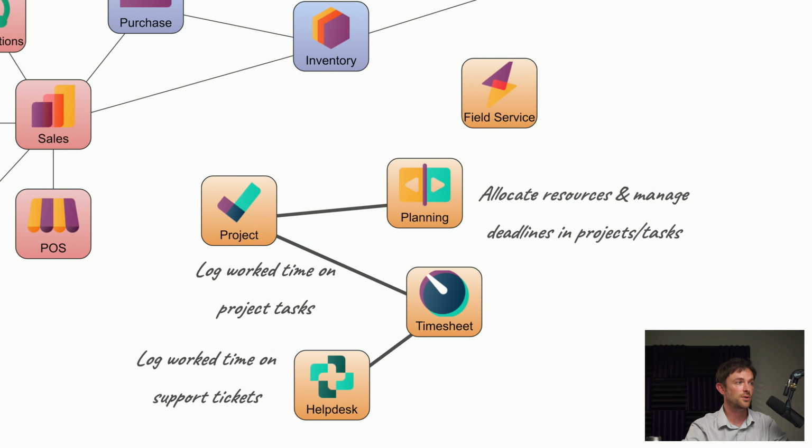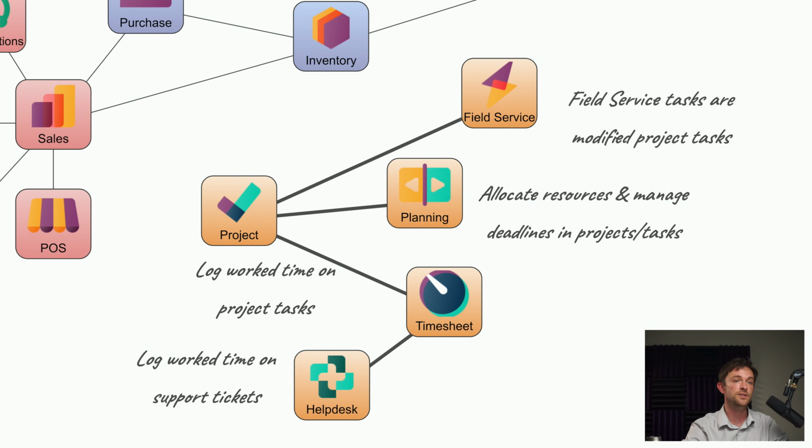And then there's the whole planning app, which allows you to allocate your employee resources on the various projects that you're working on. And then the field service app, to be honest, it's really just a modified version of project. So a field service, it's like a project, except it has additional features that are specific to field service, like map routes and logging components.